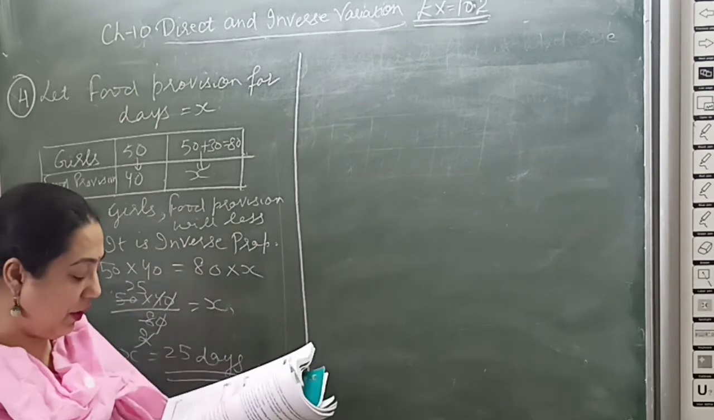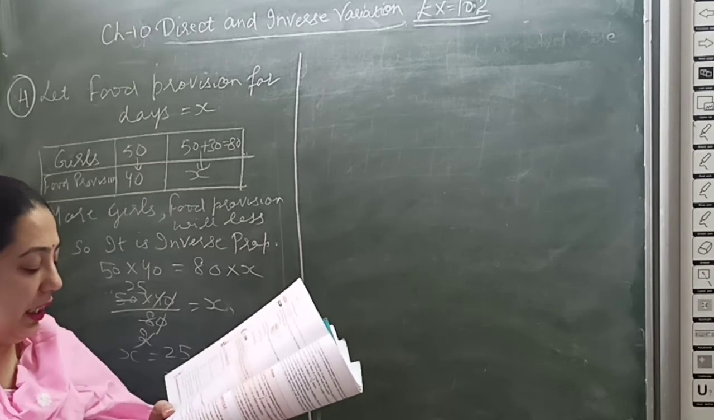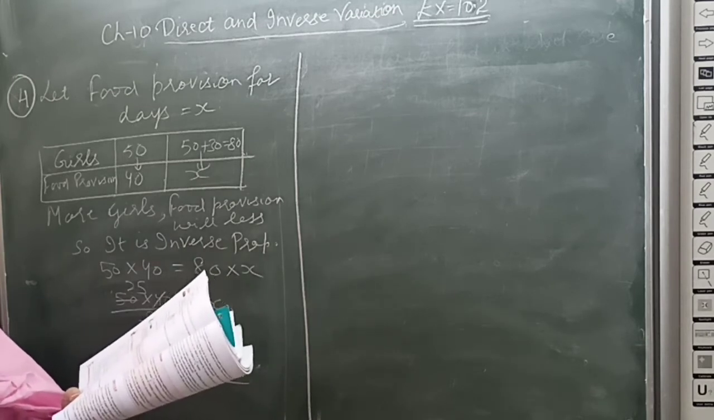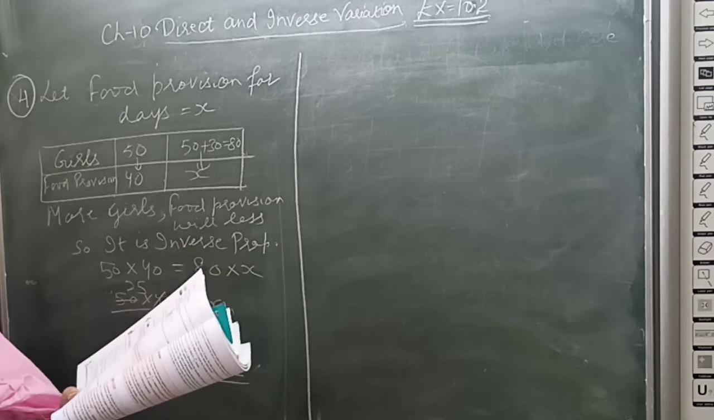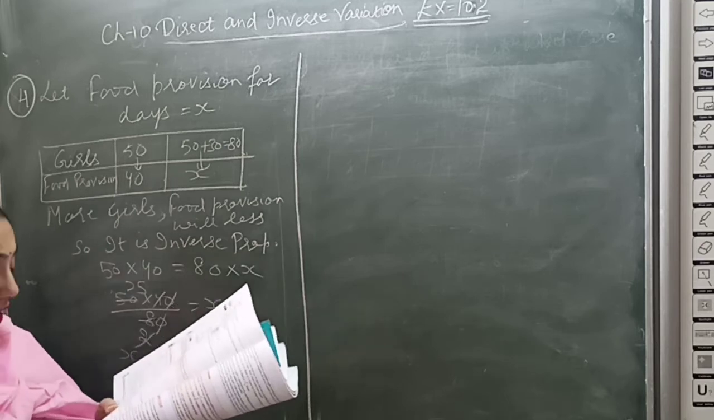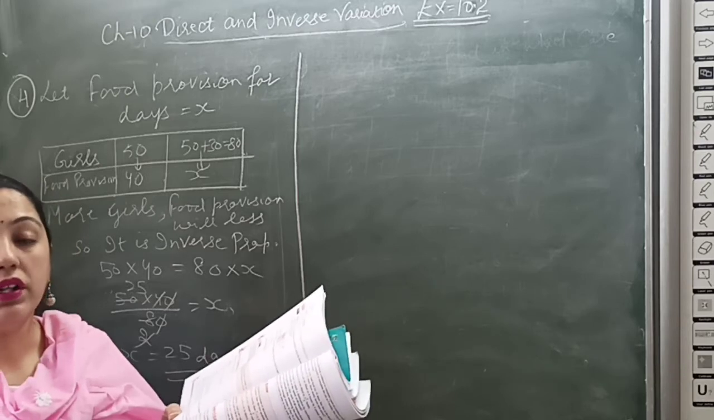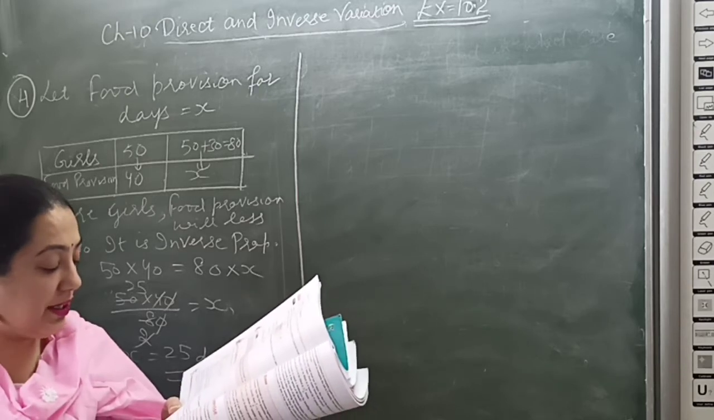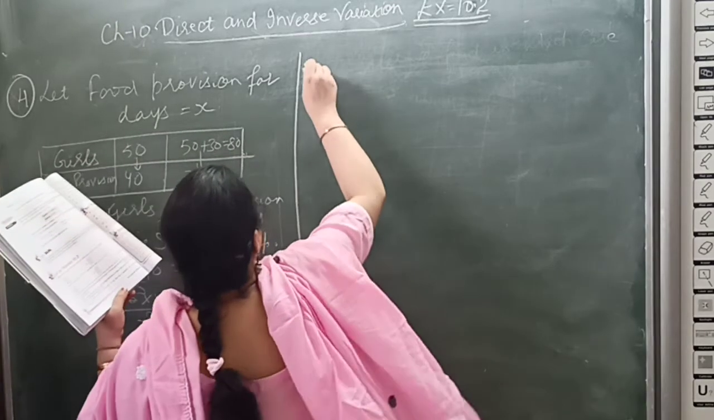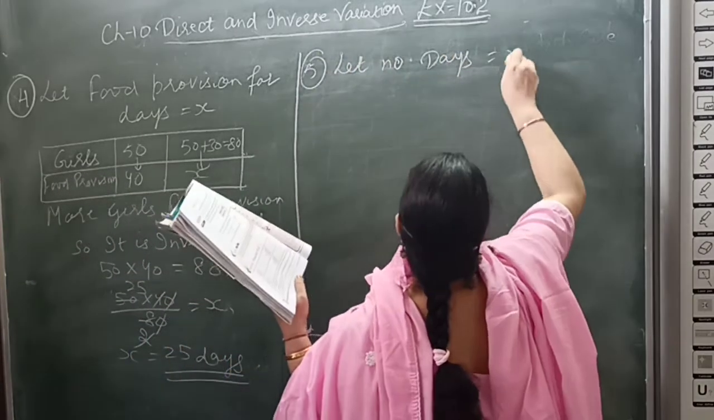Now the next sum, the fifth sum: reading 9 pages of a book every day, a girl can finish the book in 50 days. How many days will she take to finish it if she reads 15 pages every day? First of all, she reads 9 pages, so she finishes the book in 50 days. Now I increase the pages. That is, now she reads 15 pages. It means she will finish the book in less days. So it is inverse proportion. Now let us suppose the number of days will be x.